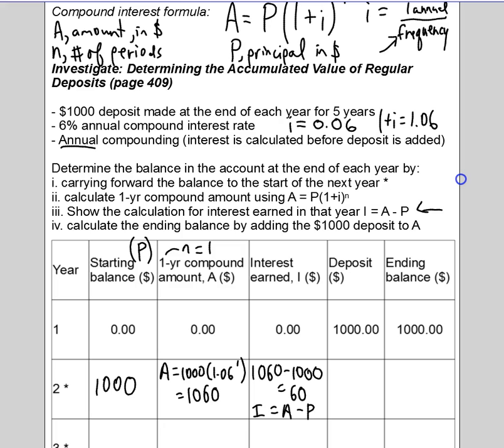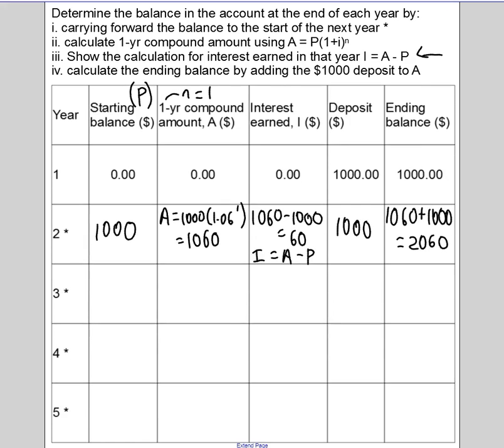The deposit again comes in at the end of that second year, earning no interest, but it's there in the account now. So collectively we now have $1,060 plus $1,000. So we have $2,060 at the end of the second year. That will be our starting balance for year 3, 2060. So 2060 comes in as the principal for the start of year 3.